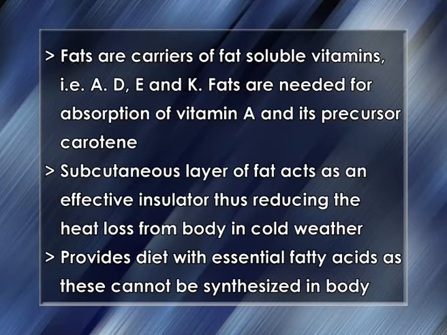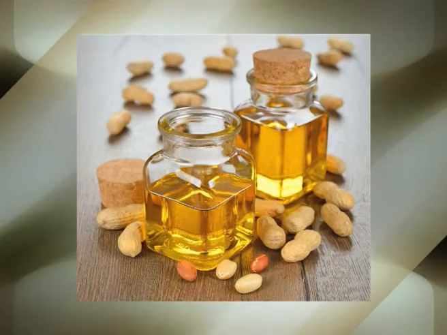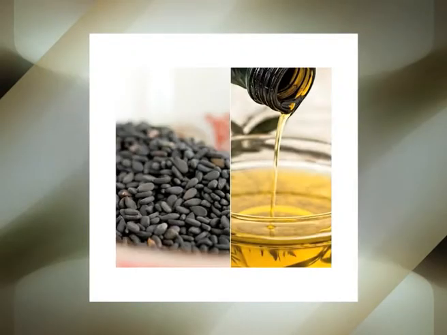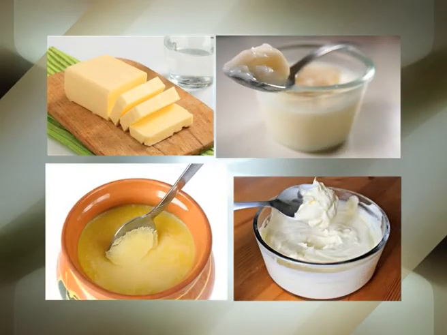The subcutaneous layer of fat acts as an effective insulator, thus reducing the heat loss from the body in cold weather. It provides the diet with the essential fatty acids, as these cannot be synthesized in the body. The main sources of fats are plant sources: groundnut oil, coconut oil, gingelly oil and mustard oil. Animal sources: butter, lard, ghee and cream.